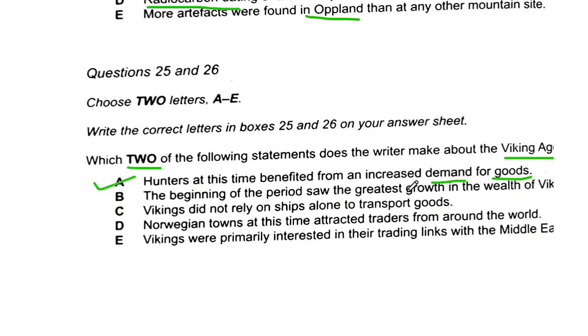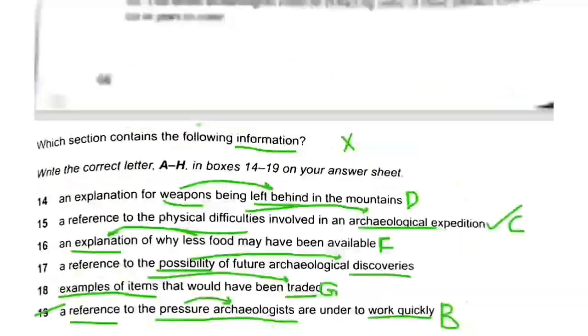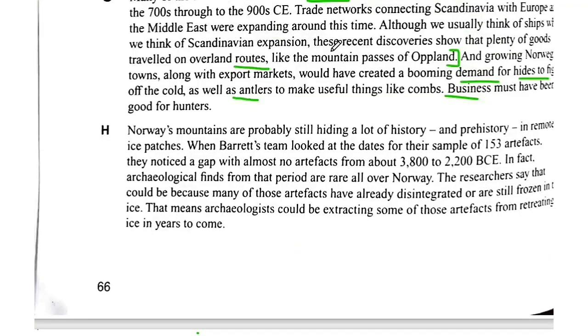The beginning of the period saw the book in the belt. They did not mention anything about the belt. Vikings did not rely on ships alone to transport goods. This also they have clearly mentioned in paragraph G, that they even used the overland roads. Here you can see they have clearly mentioned that they not only used ships but they have also used overland routes. So now we'll be looking at the next paragraph.